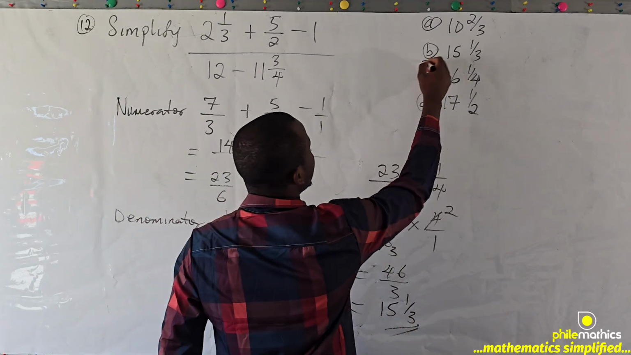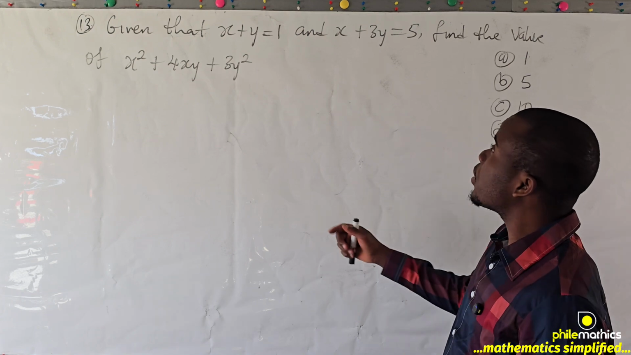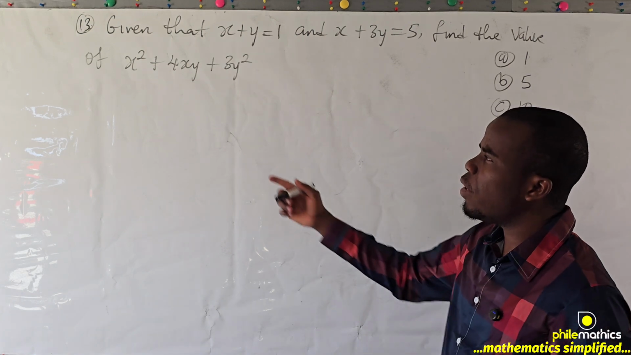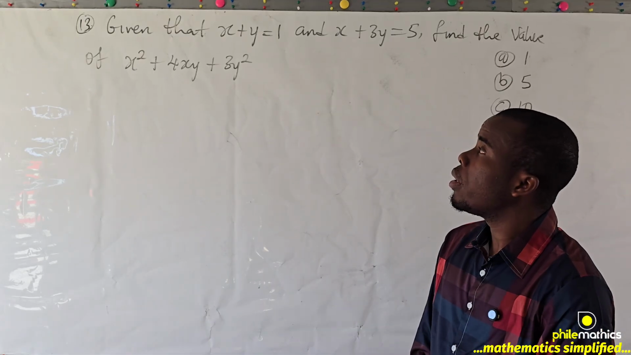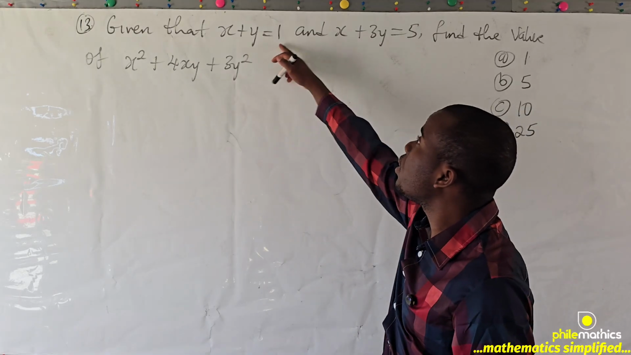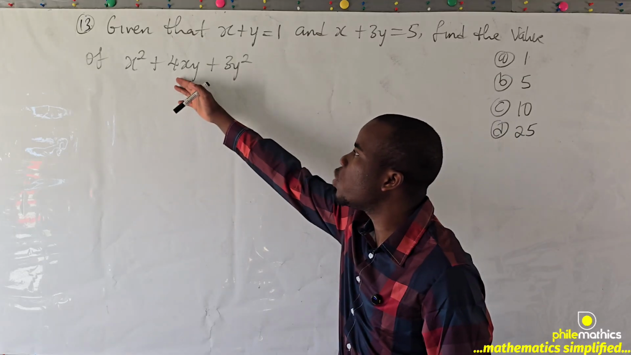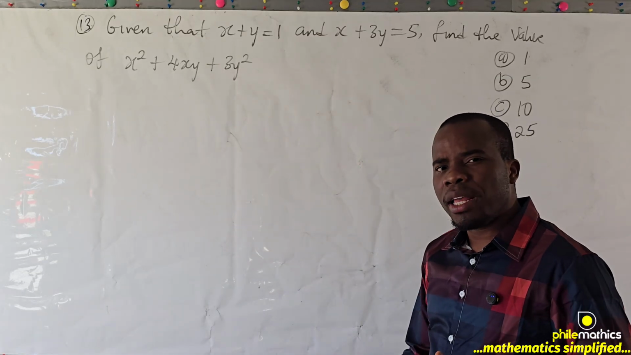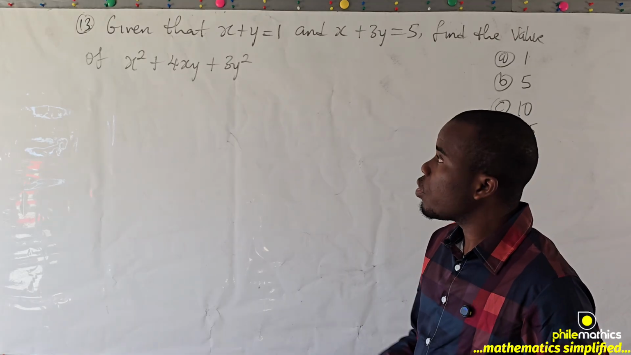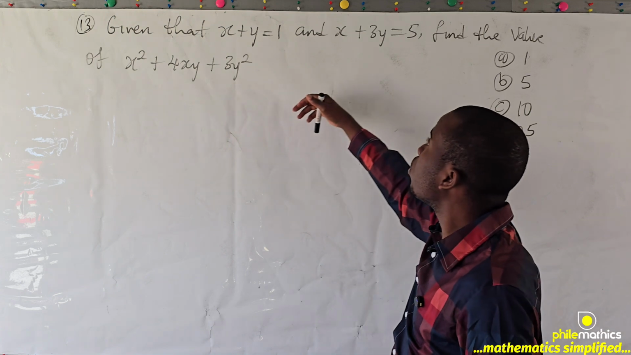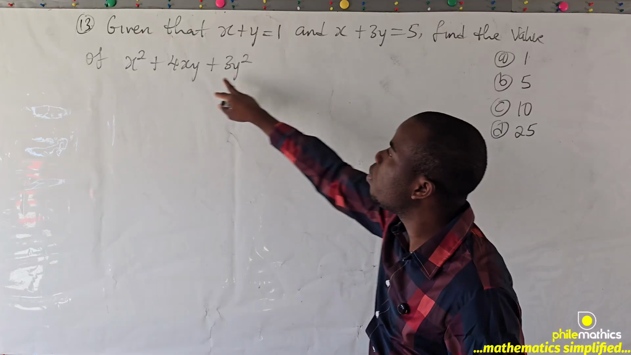And is B. Given that x plus y is 1 and x plus 3y is 5, find the value of x squared plus 4xy plus 3y squared. One could choose to solve this simultaneous equation, then find what x and y is, and then substitute this, and you will get the answer. But that will be a long journey. A quick way of solving this is to factorize this and then substitute what this is, because obviously the product of these two is simply this.